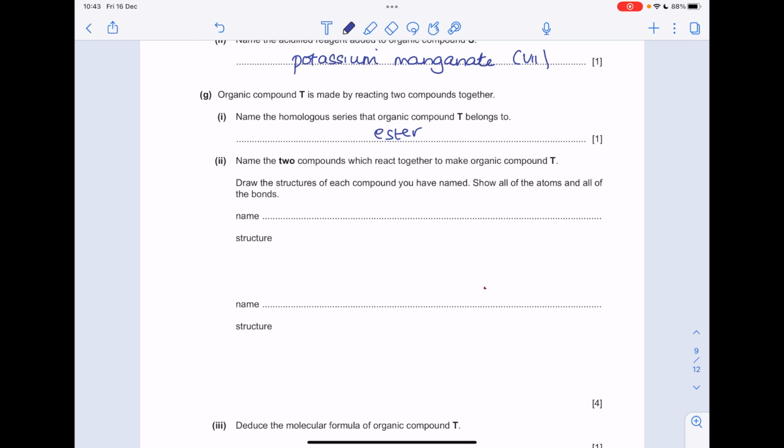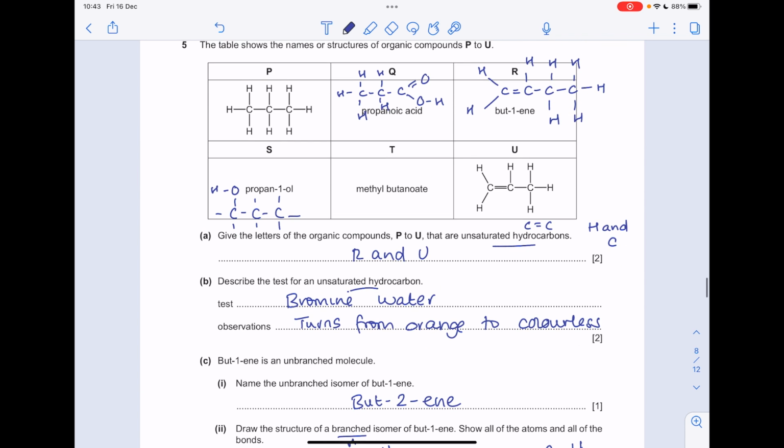Name the two compounds which react together to make organic compound T. Draw the structures of each compound you've named. Show all the atoms and all the bonds. So, with esters, remember the first bit of the name comes from the alcohol, and the second bit comes from the carboxylic acid. So in this case, we have methanol and butanoic acid.